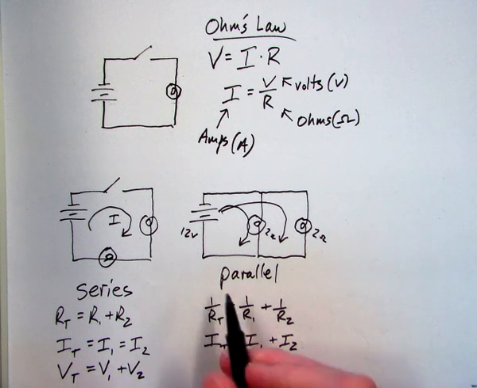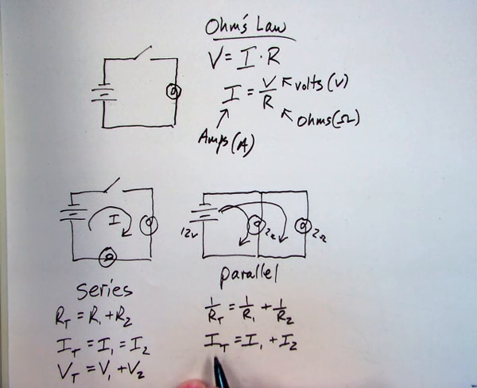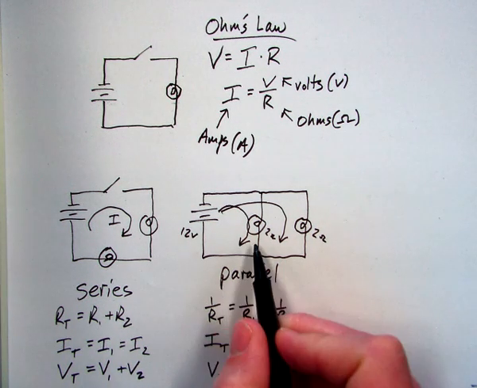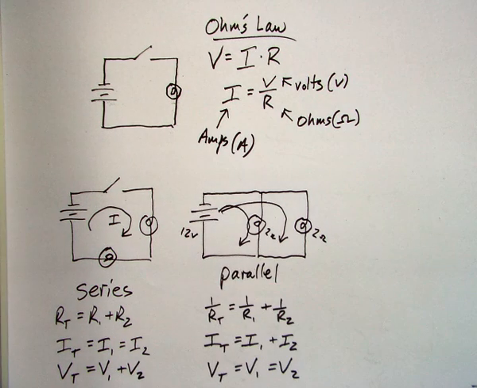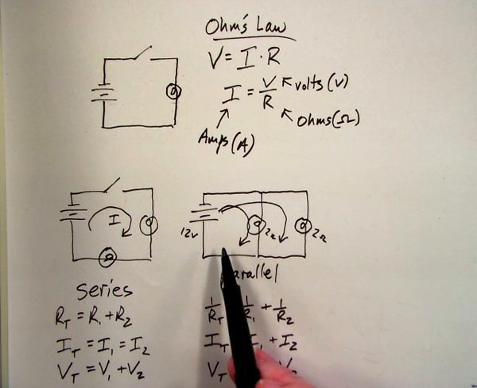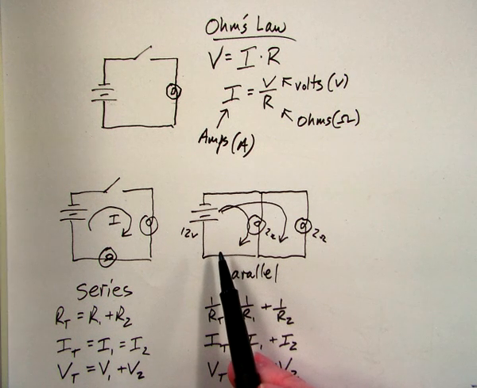And now I see that the current gets split up, but the voltage is the same in all parts of the circuit that are in parallel. So if that's 12 volts, this gets 12 volts, and this gets 12 volts. So you can see why we use this kind of circuit in our houses and in our cars.